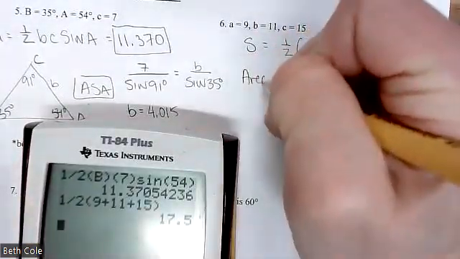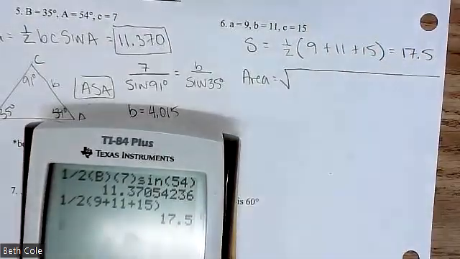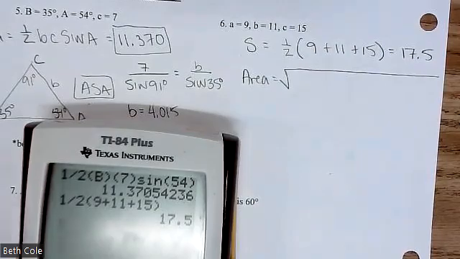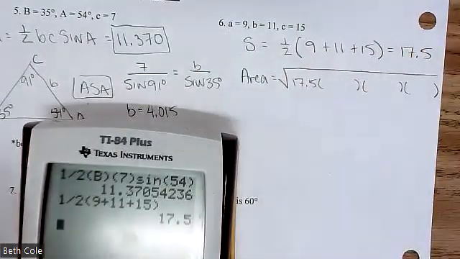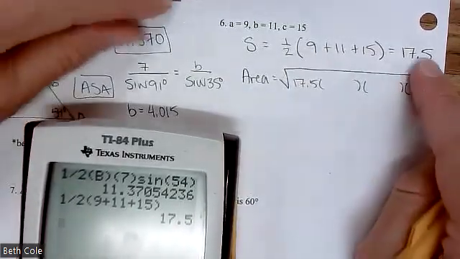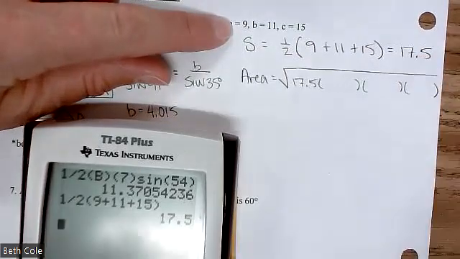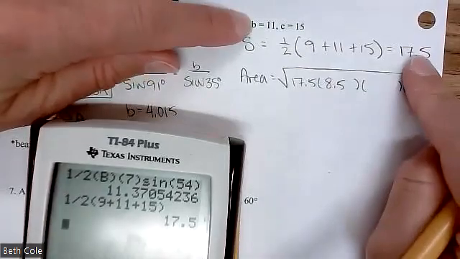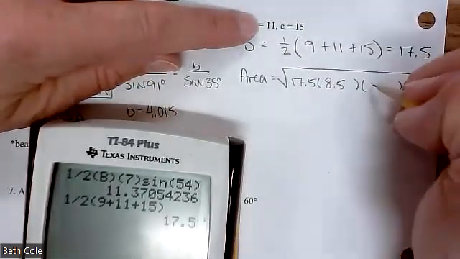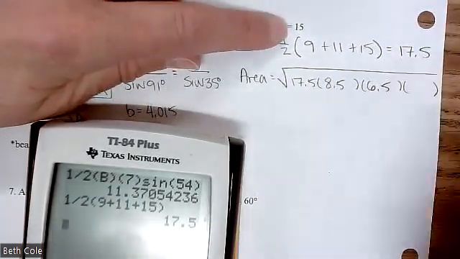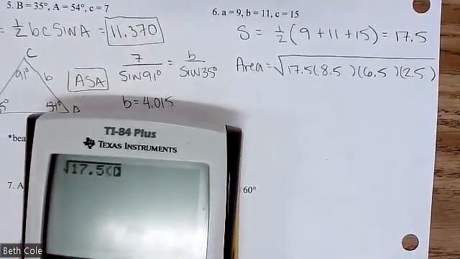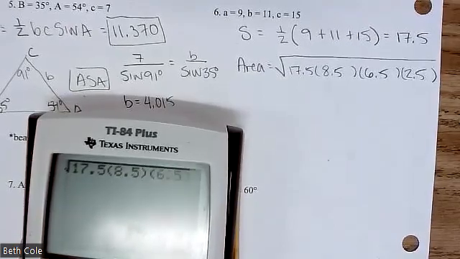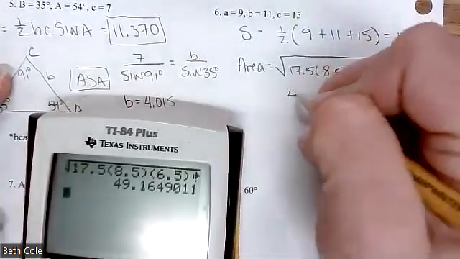And then your area is a gigantic square root. What goes underneath? So 17.5. And then what I usually just do is draw 3 more blanks. It's S minus A, S minus B, S minus C. So 17.5 minus 9 is going to be 8.5. 17.5 minus 11 would be 6.5. And then 17.5 minus 15 would be 2.5. And then you type that all in, it gives you your answer. It is crazy that that works. That kind of geeks me out because it's sort of like magic. That gives you the area of the triangle. That's neat.